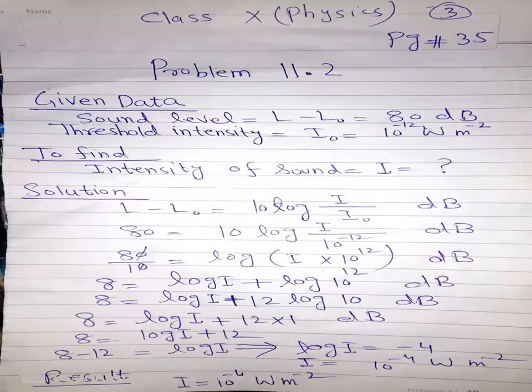Again, students, I will read the statement for this numerical. You can find this numerical on page number 35 of your 10th class physics book. The statement of the numerical is: if at Anarkali Bazar Lahore the intensity level of sound is 80 dB, what will be the intensity of sound there?